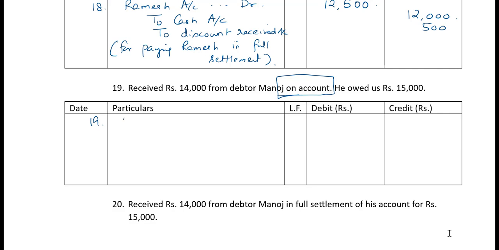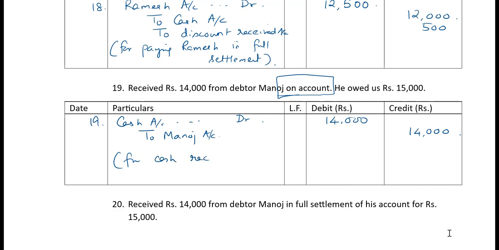There's an increase in cash. Cash is an asset. Increase in cash will be debited. So cash account will be debited with 14,000 rupees to debtor Manoj. Manoj is a debtor. Debtor is an asset account. There's a decrease in asset. Once Manoj pays us 14,000, there's a decrease in the amount which Manoj owes us. A decrease in asset is credited. So we credit Manoj's account with 14,000 rupees for cash received from Manoj.